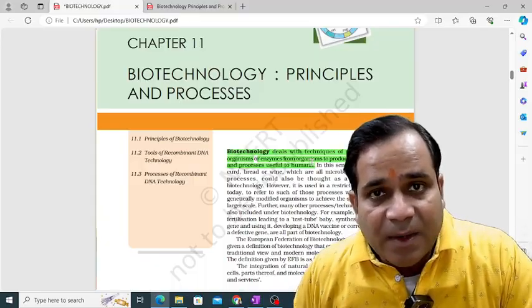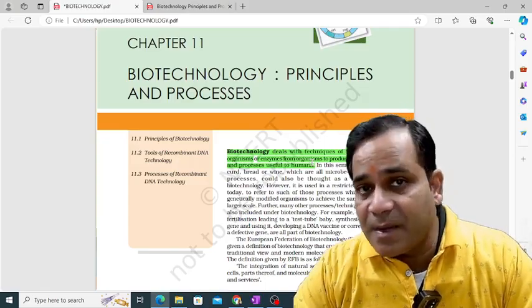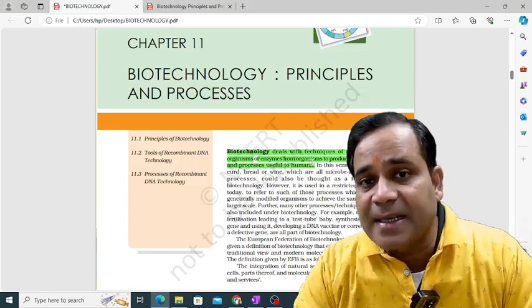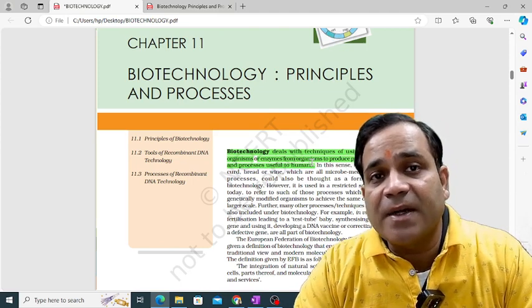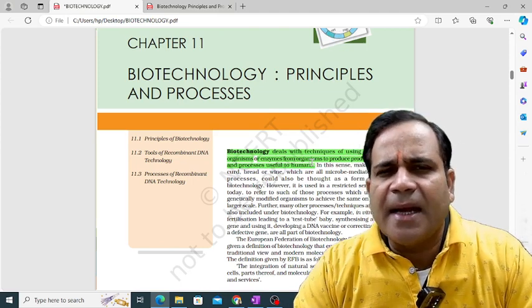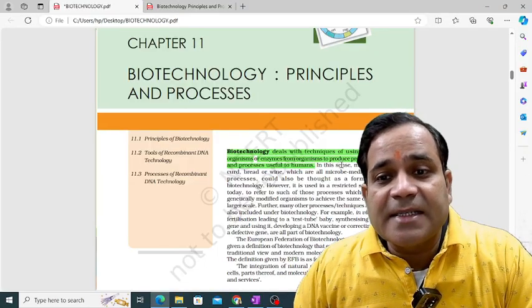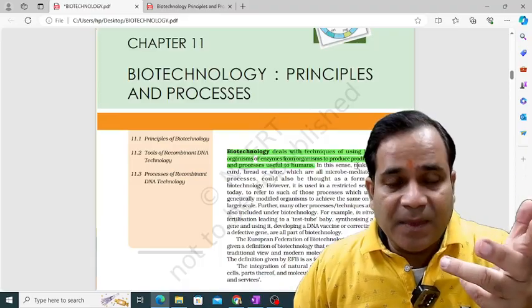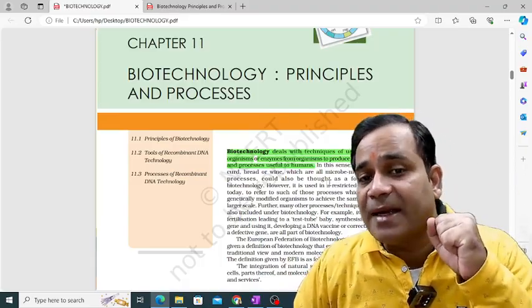I'm saying that biotechnology deals with techniques using live organisms, or enzymes from organisms, to produce products and processes that are very useful for mankind.